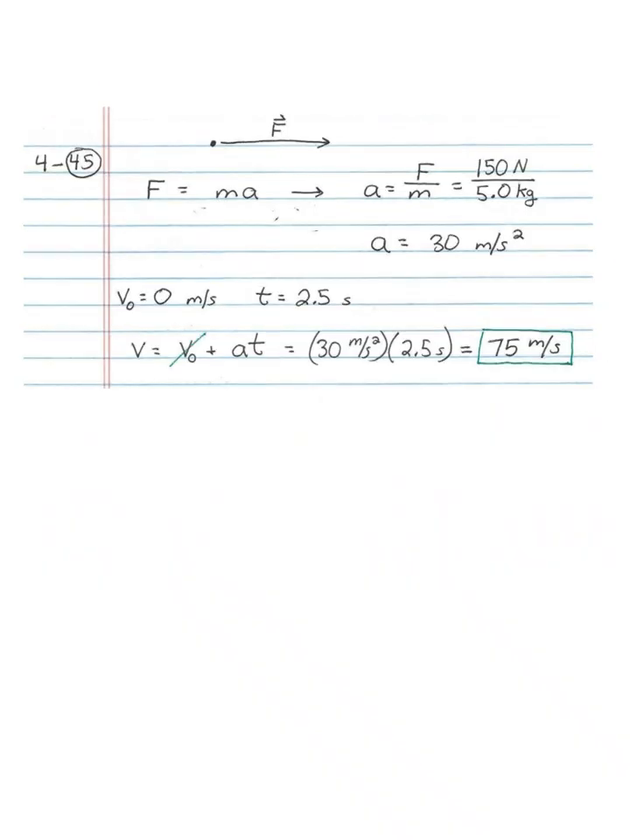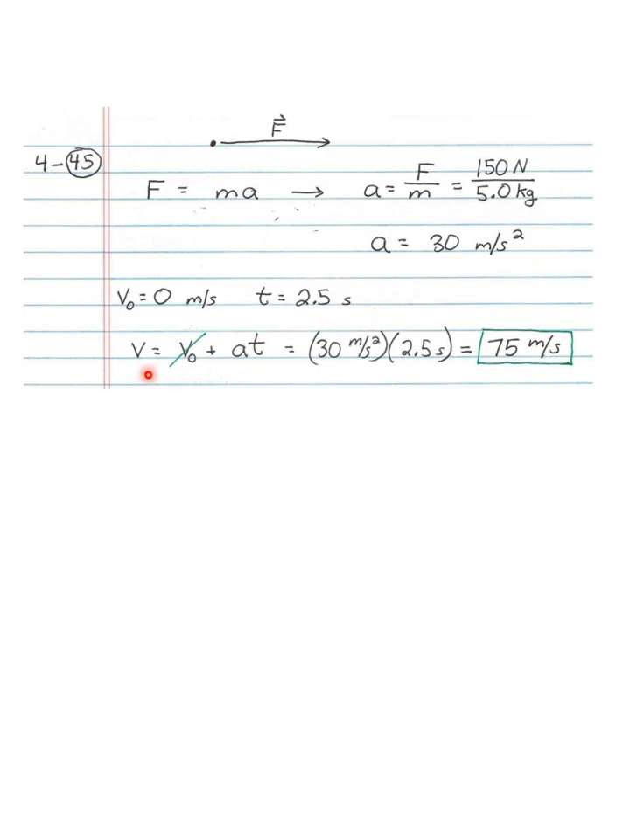Number 45. A net force of 150 newtons acts on a 5 kilogram block initially at rest. Find the block's speed after 2.5 seconds. Well, we're going to get speed using kinematic equations, but first we need acceleration. So we'll use Newton's second law. Acceleration is force divided by mass. So 150 newtons over 5 kilograms, it's an acceleration of 30 meters per second squared.